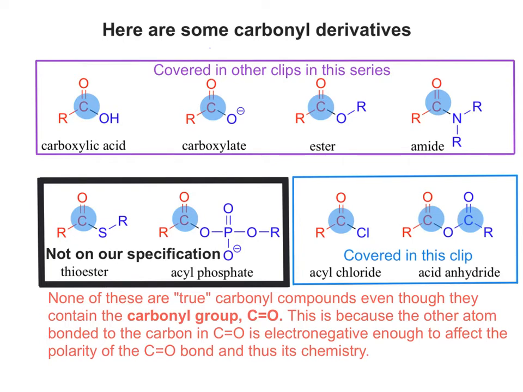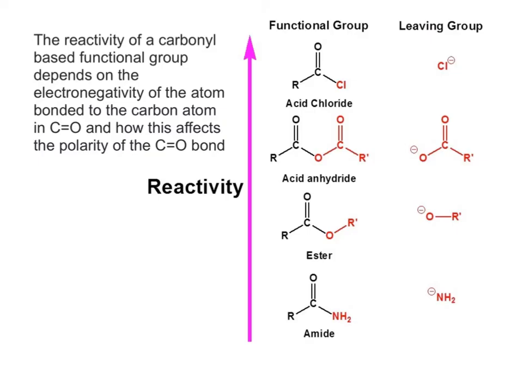So I've highlighted all the carbon atoms that I'm talking about. They're all part of a C double bond O, which itself is polar, but they're also bonded to another electronegative atom, which will also draw electron density towards itself. So the behaviour of the C double bond O is affected. The reactivity of a carbonyl-based functional group depends very much on the electronegativity of the atom bonded to the carbon atom in the C double bond O, and how this affects the polarity of the C double bond O.